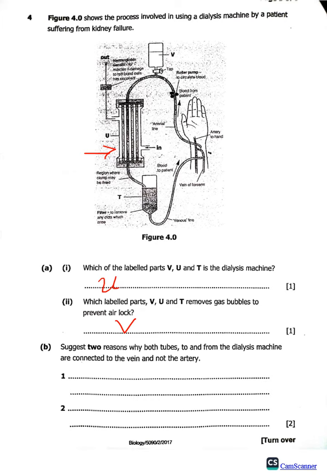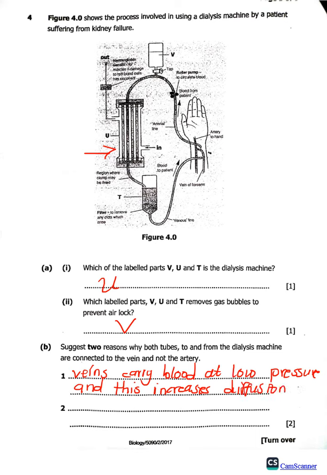So we can say veins carry blood at low pressure, and this increases diffusion. So diffusion of unwanted materials. So that is the advantage of blood flowing at low pressure. So there will be that high increase in a diffusion rate.